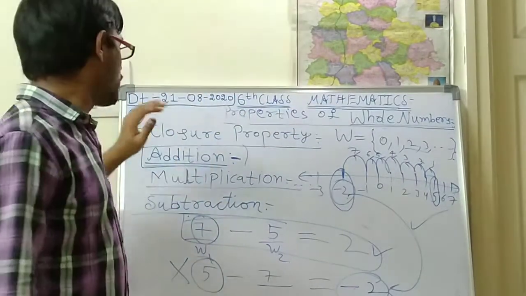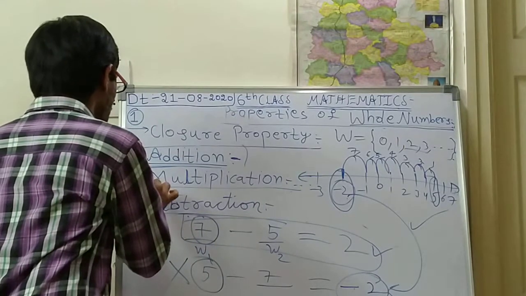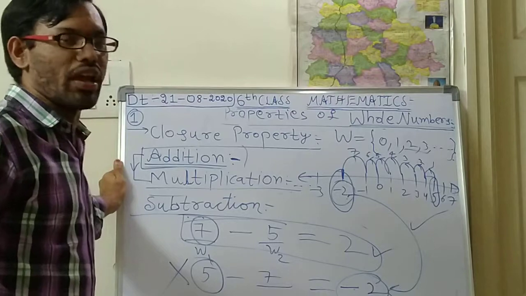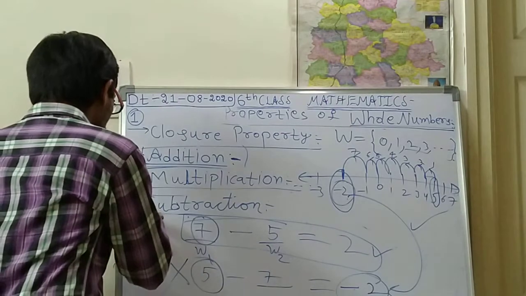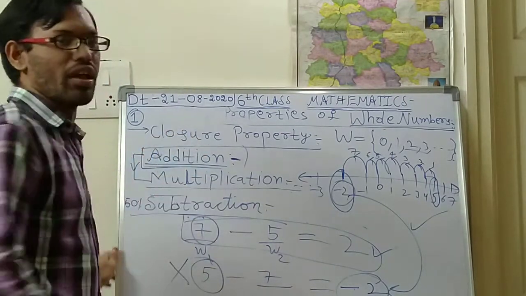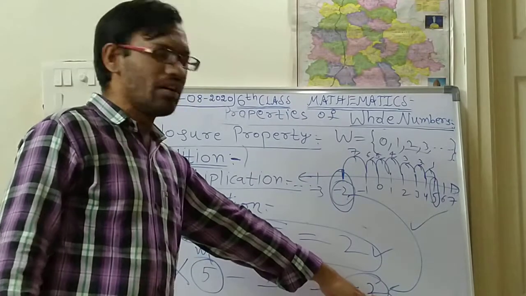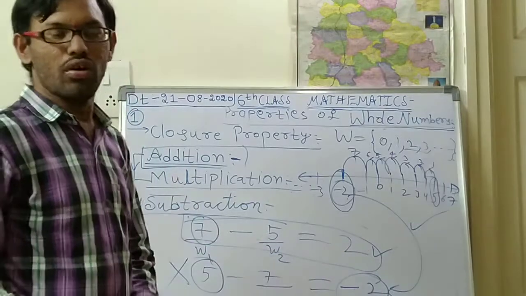Is it right, children? So addition and multiplication are satisfying completely, 100%. But subtraction is satisfying only 50%. The remaining 50% is where the negative numbers are coming. Okay.